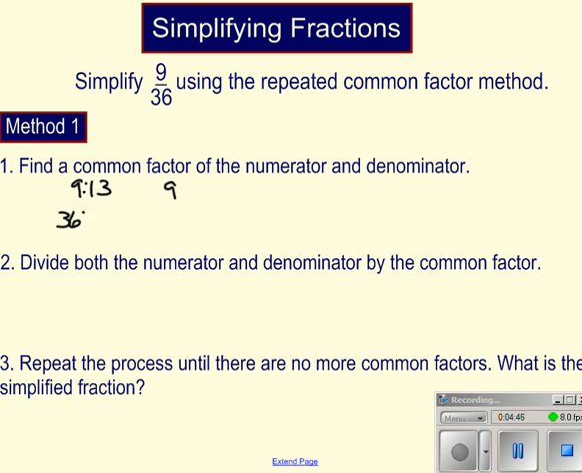Of 36: 1 and 36, 2 and 18, 3 and 12, 6 and 6. So just one 6 in there. Common ones, 3. Okay? So I'm going to use 3. I'm going to divide both the numerator and the denominator by 3, and I get 3/12.